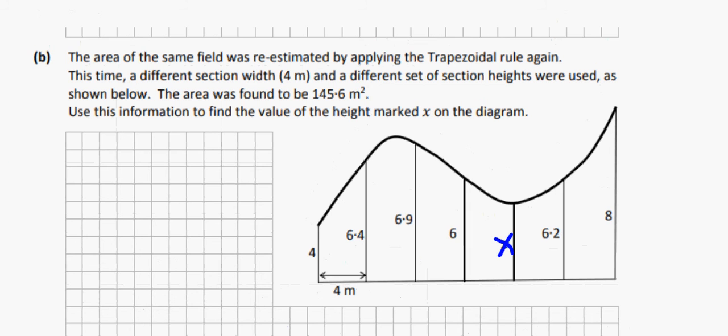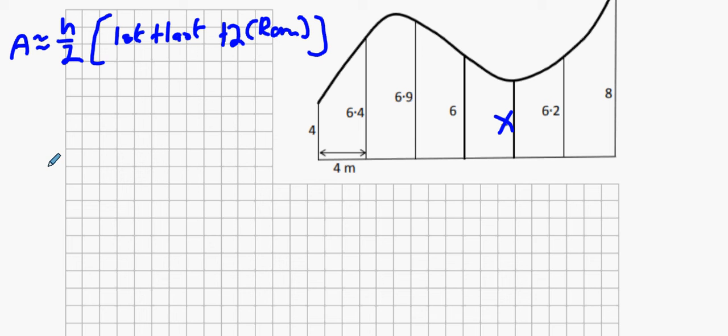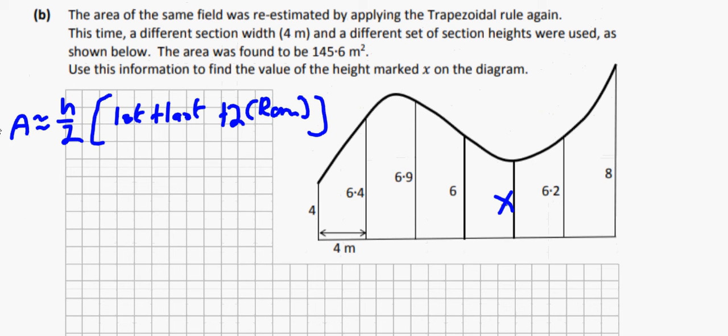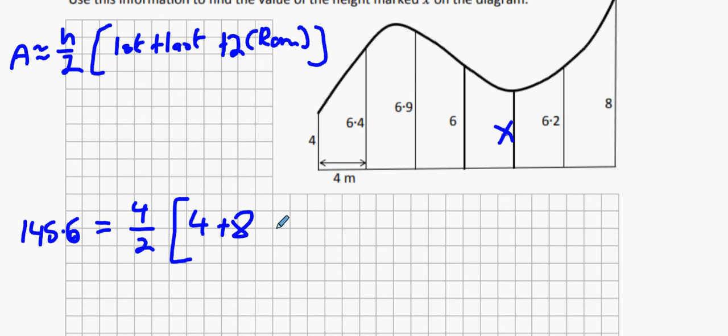Now, let's figure this out. It gives us the A value, doesn't it? So A is roughly equal to h over 2 firsts plus lasts plus 2 times remaining. Now we did one of these recently, okay? Let's try this out. What's the area they got? 145.6, no worries. Our h value? 4 over 2. 4 plus 8 plus 2 times 6.4 plus 6 plus x plus 6.2.